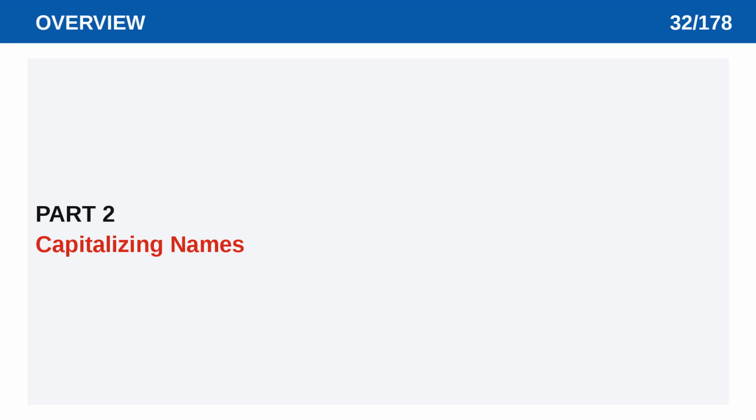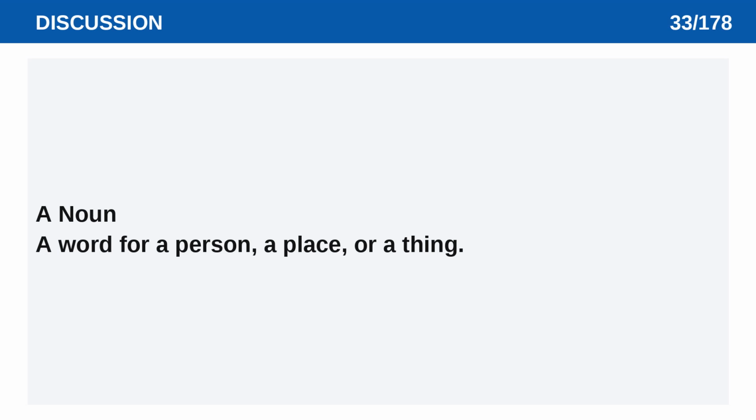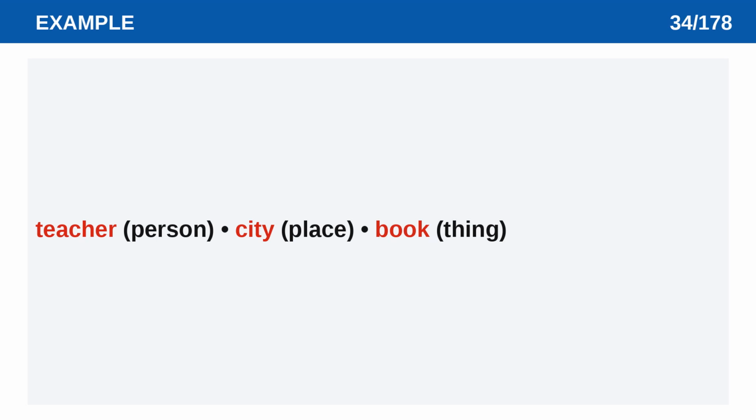Let's move to Rule 2. This rule is about names. First, we need to understand one more word, noun. A noun is a word for a person, a place, or a thing. Teacher is a noun. City is a noun. Book is a noun. Teacher, city, and book are all nouns, because they each name a person, a place, or a thing.